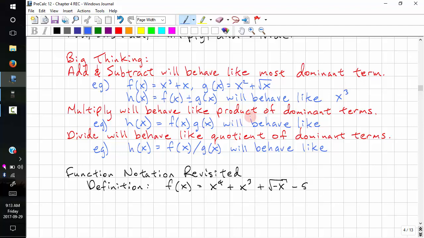If we're multiplying, the product of the dominant terms will behave like x cubed times x squared, so that's x to the fifth, a quintic function. If we're dividing, it's going to behave like the quotient of the dominant terms, so x cubed divided by x squared, and that's just x. And it's going to have other things like rational functions, so it's going to have holes or vertical asymptotes.